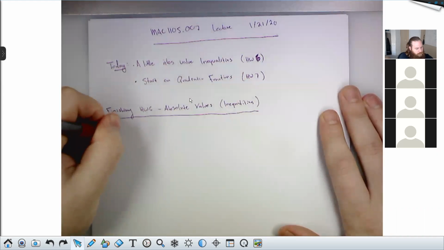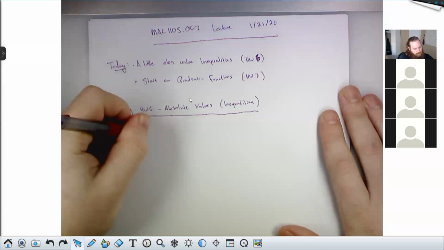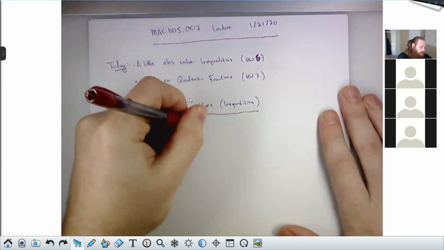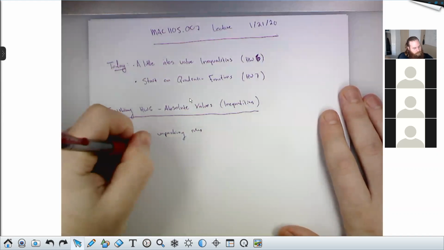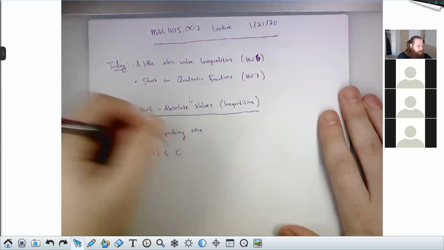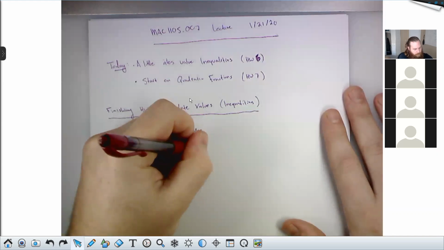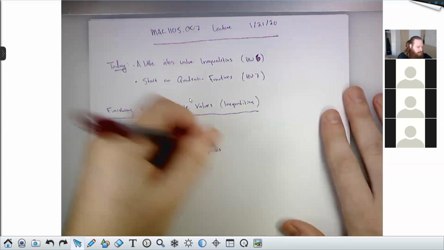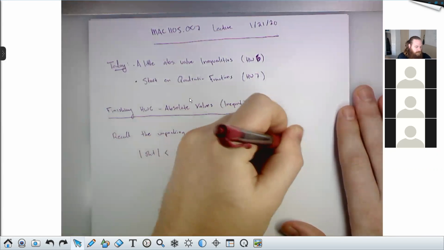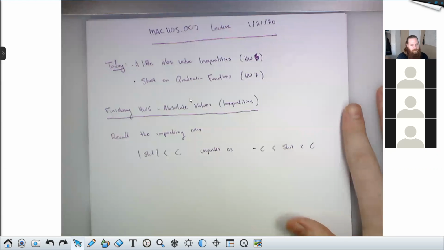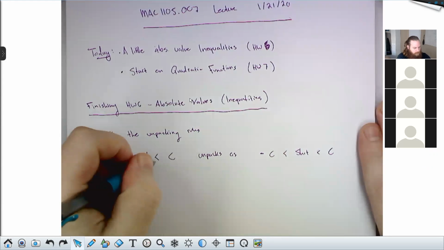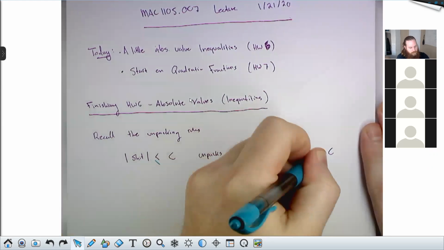Recall the 2 unpacking rules. If you have the absolute value of some expression is less than a constant, this unpacks as the negative version of that constant is less than that expression is less than the positive version of that constant. And it's worth mentioning that if this is a less than or equal to, then these will all be less than or equal to's.